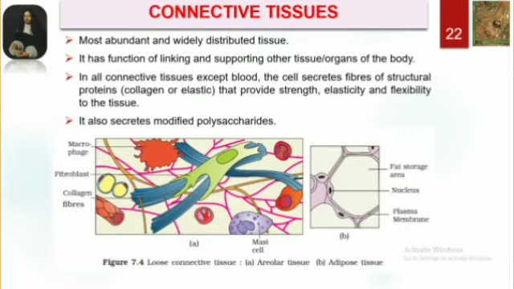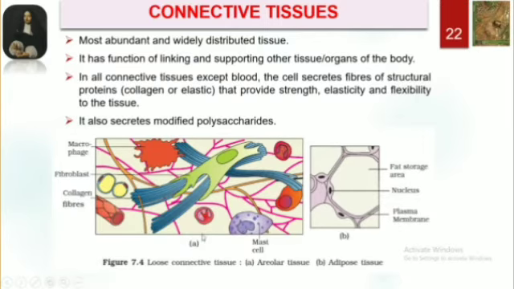Let us come back to another tissue, connective tissue, the tissue that connects various organs. It is the most abundant and widely distributed tissue. It has the function of linking and supporting other tissues or organs of the body. In all connective tissue except blood, the cells secrete fibers of structural protein like collagen or elastin that provide strength, elasticity, and flexibility to the tissue. It also secretes modified polysaccharide.